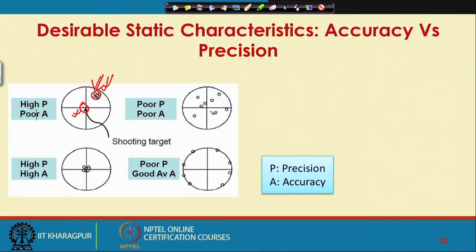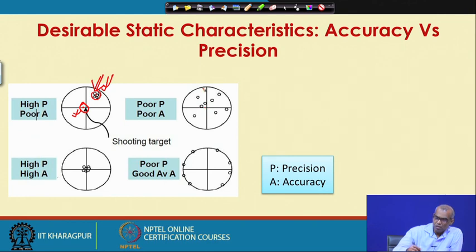Let us now look at the second set of exercise. Here you have hit here, here, here, here, all scattered throughout. So, you neither have high accuracy nor high precision. It is a case of poor accuracy and poor precision. I am representing P as precision here, A as accuracy here.